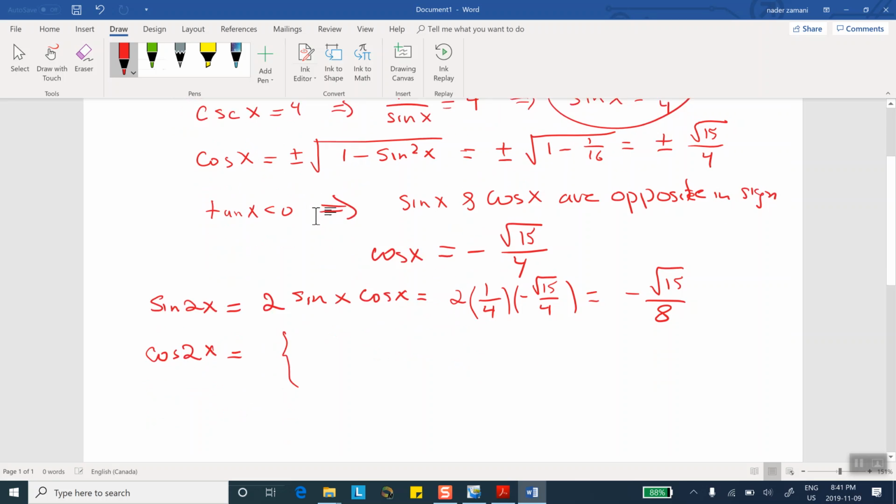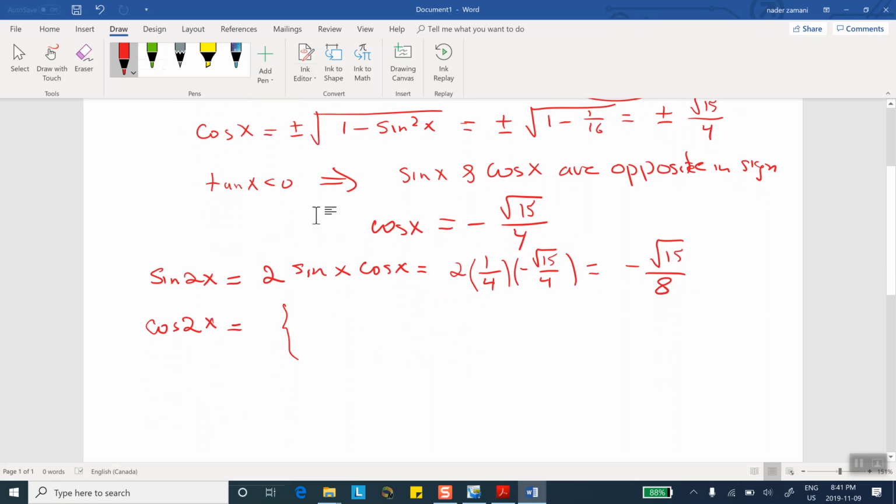Remember, there are 3 versions of this formula. One is cos squared x minus sine squared x. The other one is 2 cos squared x minus 1. And the other one is 1 minus 2 sine squared x. The choice is yours, which one you want to choose. It makes absolutely no difference. So why don't I use, I don't know, this middle one.